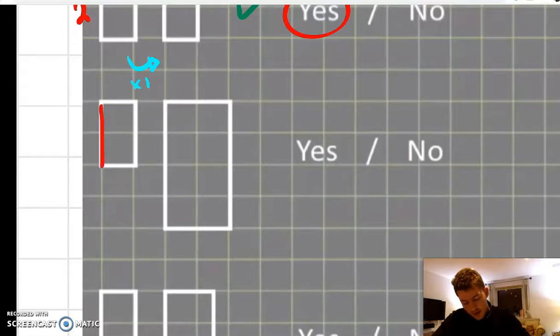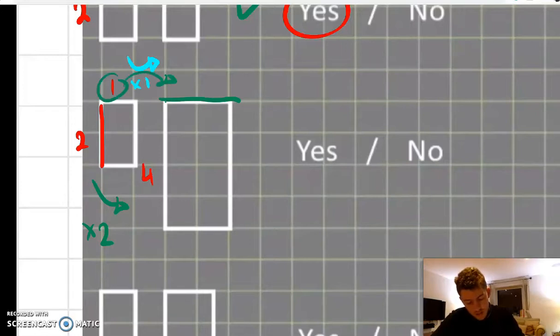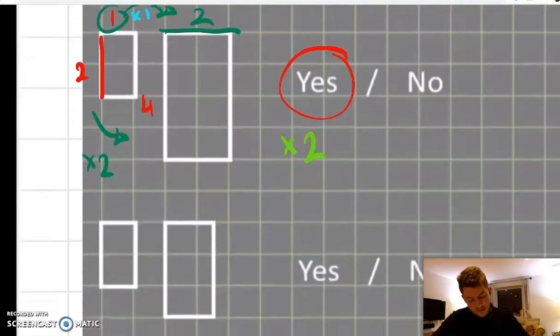Here, we've got the same height of 2 and 1. What do we have here? 1, 2, 3, 4. So far, the height has doubled, times it by 2. So what do we expect? 1 times 2 is 2. Yes, they're similar. It goes up by a multiplication factor of times 2.